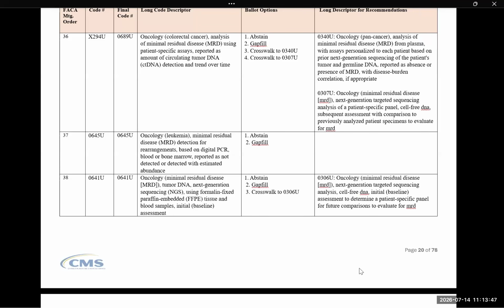All right, staying with MRD. Up next, we have 0645U. And I think I saw Dr. Jiang Jen come off mute, so this one must be yours. Yes, thank you. This is the code number 0645U for the oncology leukemia and the measure MRD detection. For the gene rearrangement, the methodology is digital PCR. The sponsor has done a great presentation, so we do agree with the recommendation for the gap fill for this particular code. Thank you.